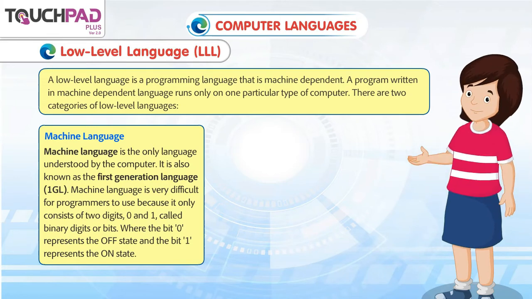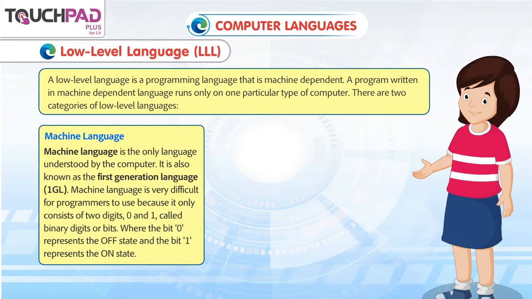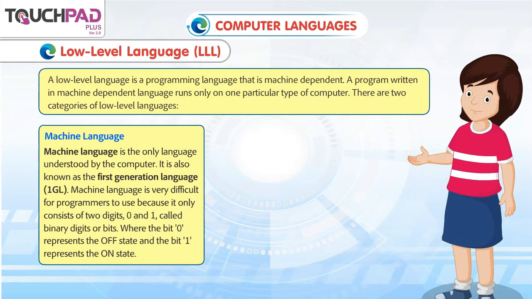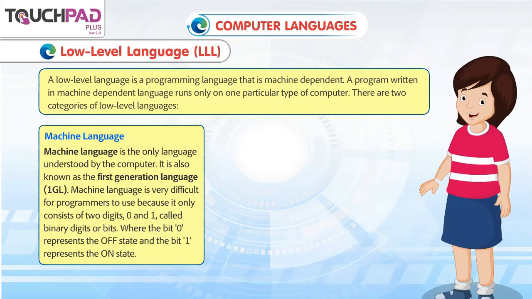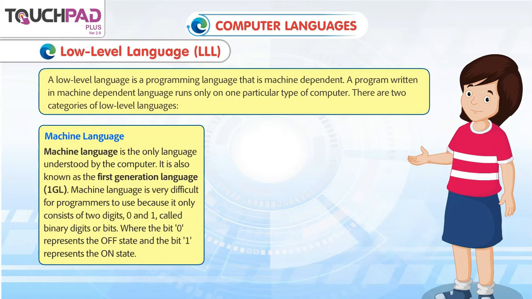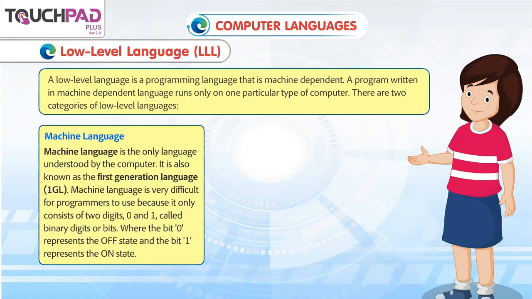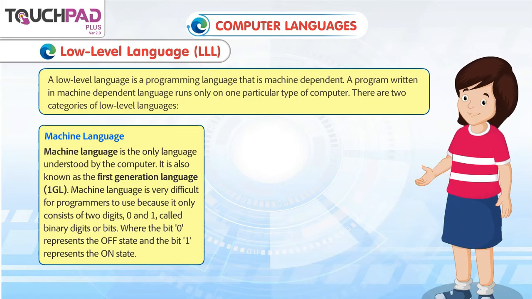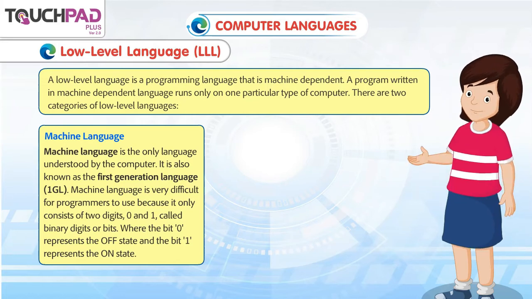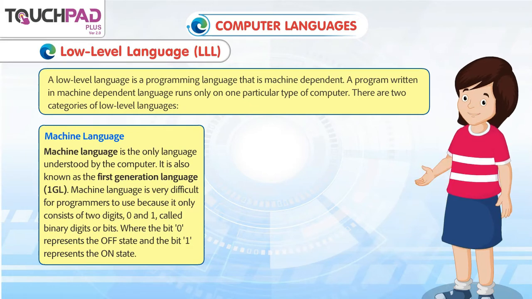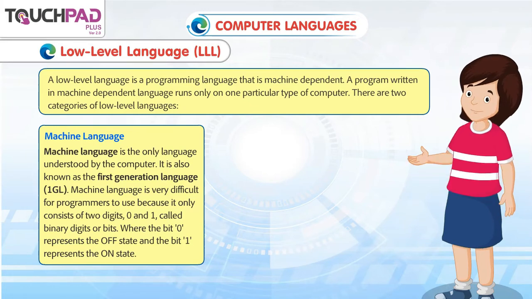Machine language is very difficult for programmers to use because it only consists of two digits, 0 and 1, called binary digits or bits, where the bit 0 represents the off state and the bit 1 represents the on state.